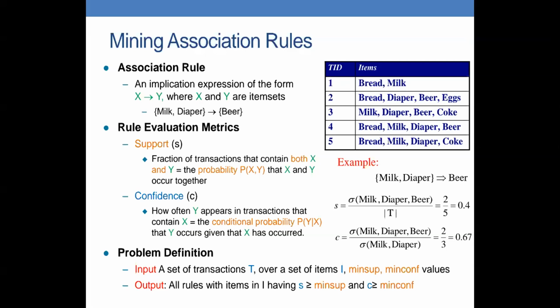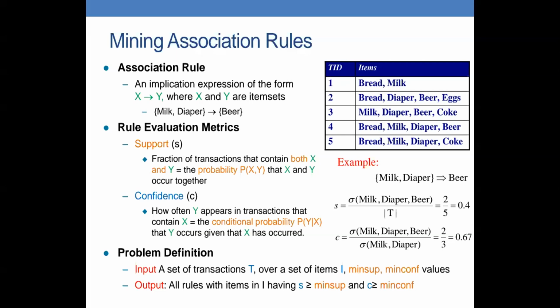An association rule is an implication expression of the form X implies Y, where X and Y are itemsets. For example, milk and diaper implies beer. How many times does it repeat? That is the rule evaluation metric, which consists of support and confidence.